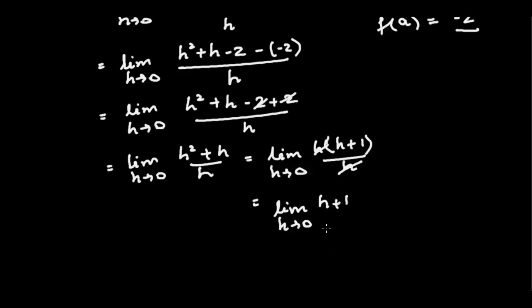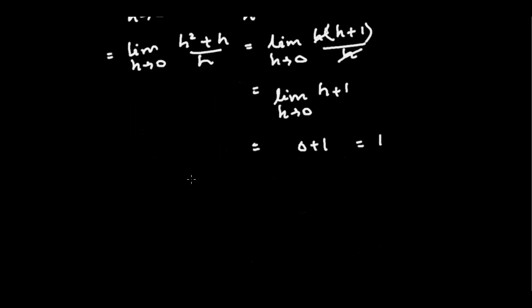Finally we will be left with limit h approaches 0 of h plus 1. Since now we know how to solve for limits, and we know substitution is the first step that we do towards solving limits, we would substitute 0 in here, and the final number that we get is 1. Therefore, the slope for this particular tangent line that we have got here is 1. If we were asked to find the slope of the tangent drawn at x equal to 2, then we would leave this as the final answer.